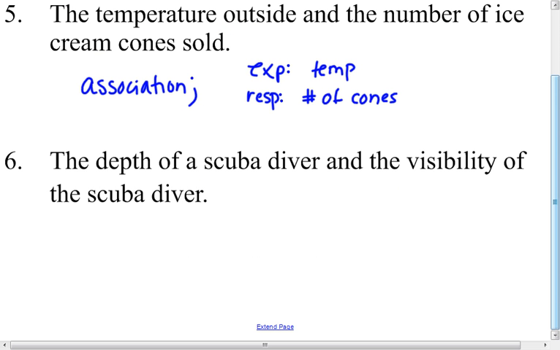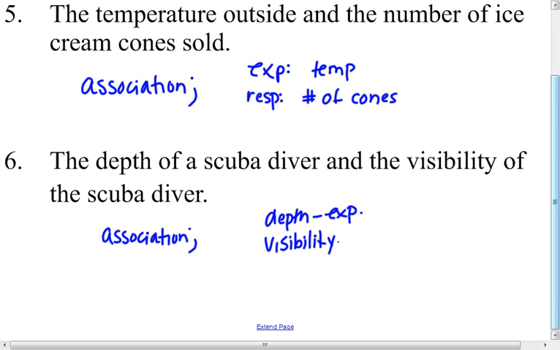Another one, the depth of a scuba diver and the visibility of the scuba diver. Certainly a relationship here. Okay. And the depth is going to be the explanatory variable, and the visibility will be the response. Okay, so it's a relationship and it's a cause and effect relationship as well.